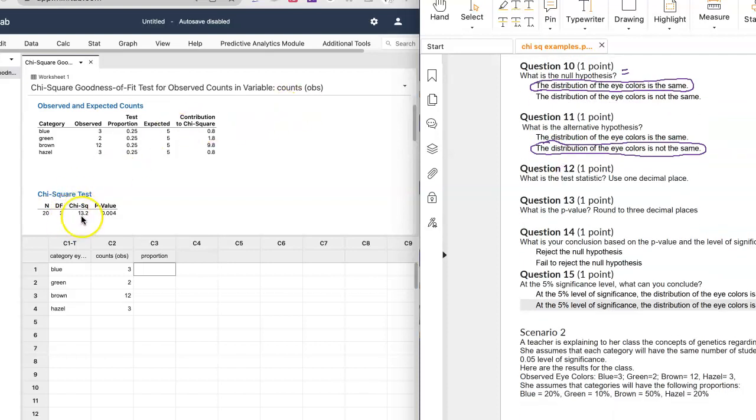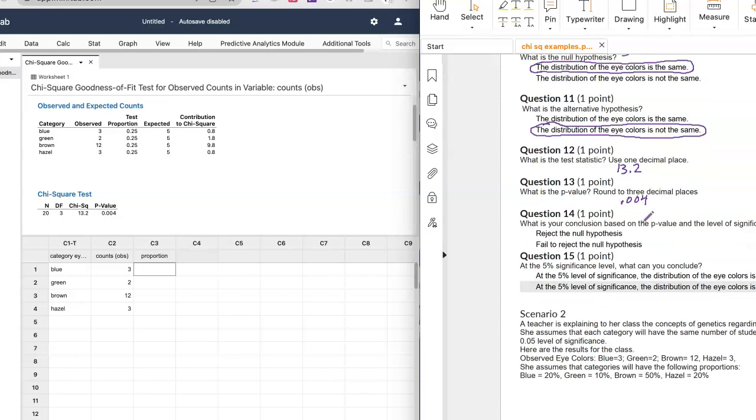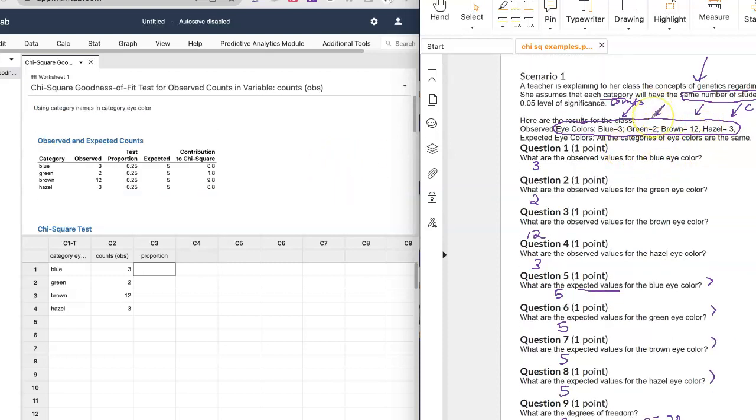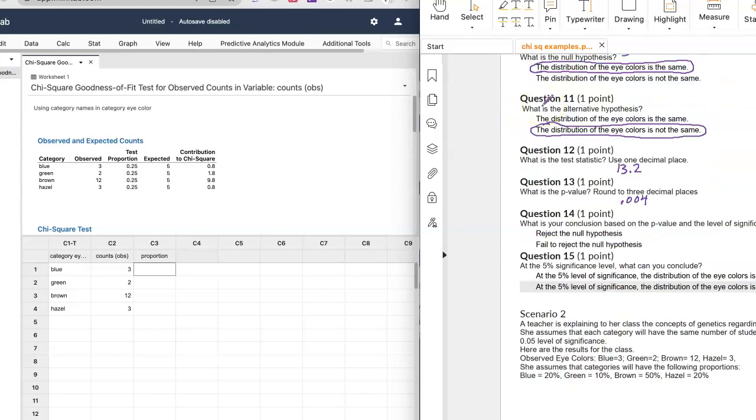What is the test statistic? You get that from right here. It's the chi-squared test statistic. It's 13.2. And what is your p-value? Rounded to 3 decimal places, it's 0.004. What is your conclusion based on the p-value and the level of significance? Okay, they told us up above that the level of significance, I believe, is 0.05.